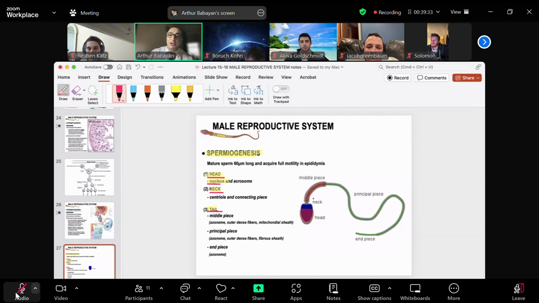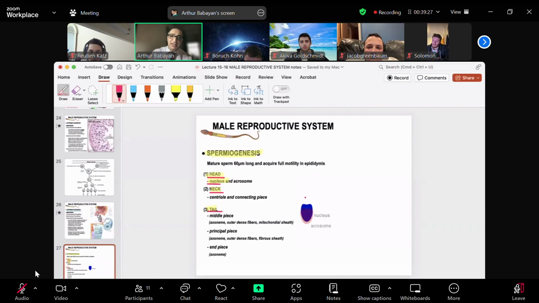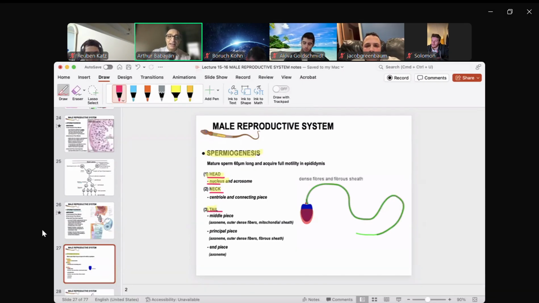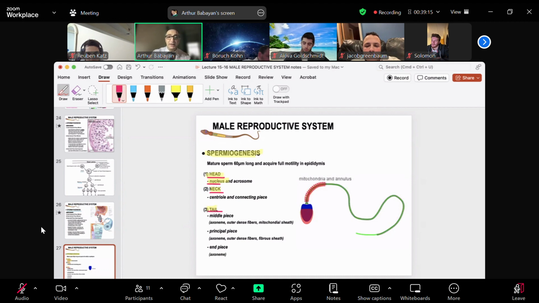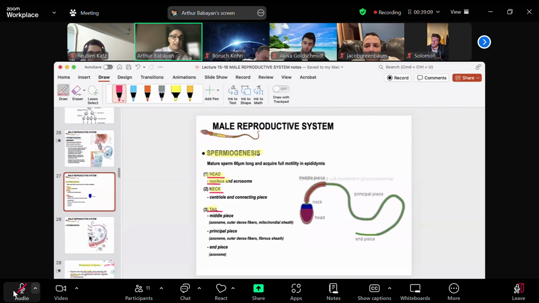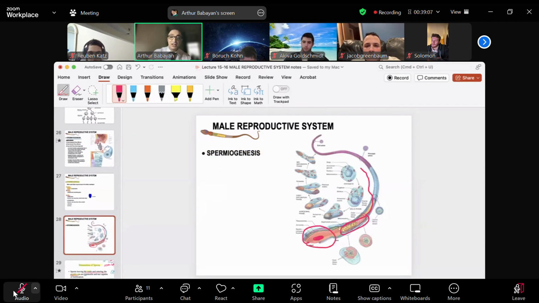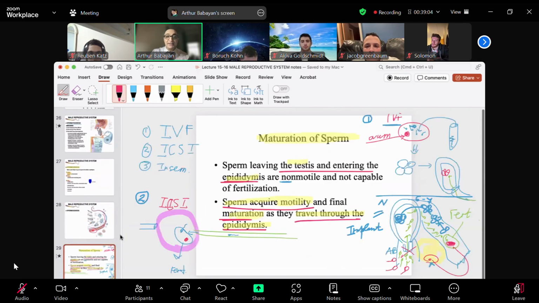How is the spermatozoa able to move? It moves by the tail, but who gives the energy? Energy comes from ATP. Where is that ATP located? ATP is located here on the neck area. Mitochondria there have the ATP, which gives the energy for the movement of the spermatozoa.